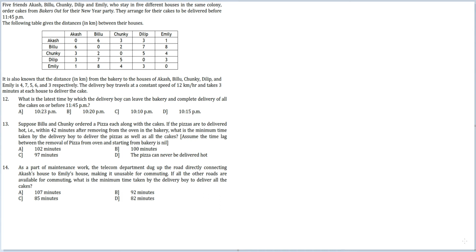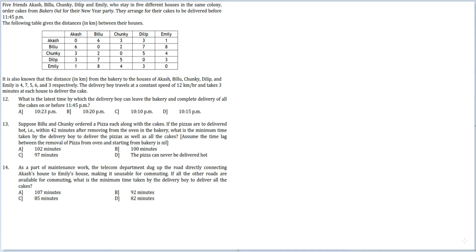It is also known that the distance in kilometers from the bakery to the houses of Akash, Billu, Chunky, Dilip and Emily is 4, 7, 5, 6, 3 respectively. The delivery boy travels at a constant speed of 12 km per hour and takes 3 minutes at each house to deliver the cake. First question is, what is the latest time by which the delivery boy can leave the bakery and complete delivery of all cakes on or before 11:45 p.m.?